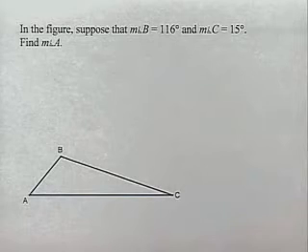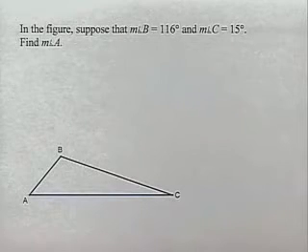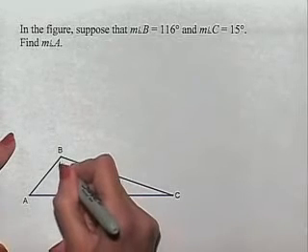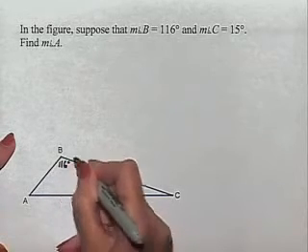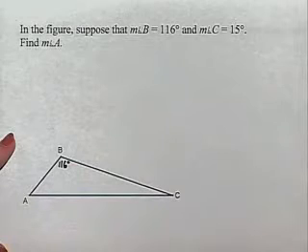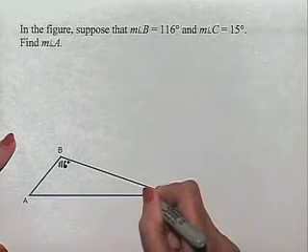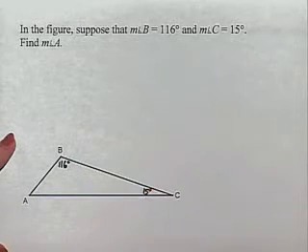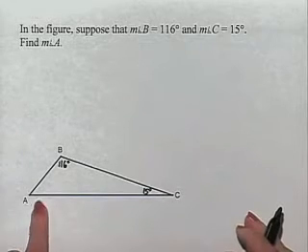Now let's look at the measure of angles in a triangle. In the figure, suppose that the measure of angle B equals 116 degrees. Let's go ahead and label that. We have 116 degrees. The measure of angle C is 15 degrees. So over here at angle C, we have 15 degrees. And we want to find the measure of angle A.